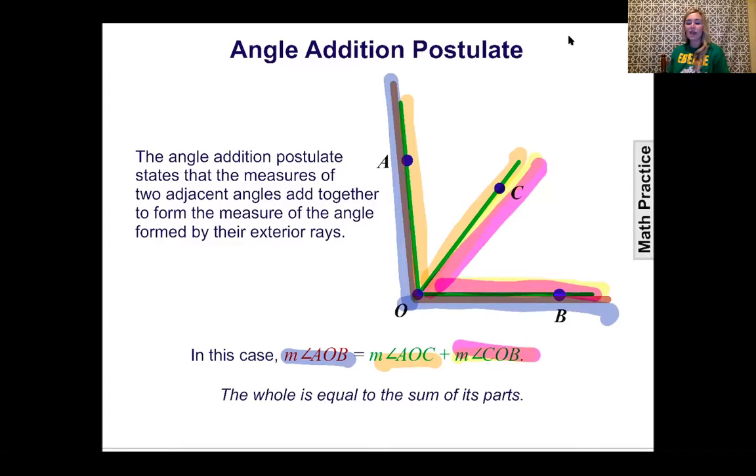All right, so the angle addition postulate states that the measures of two adjacent angles added together form the measure of the angle of their exterior. So in English, what that means is if you take that orange angle that is right here and add it with the pink angle that is right here, so your orange one is here and your pink one is here, if you added both of those together, you would end up with AOB, which is the outside. So you can take the two pieces and add them to the whole.